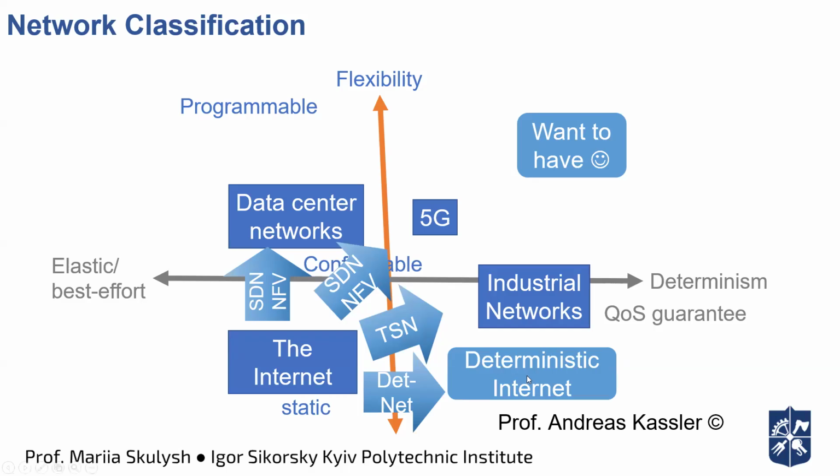Deterministic internet, deterministic.net. It's also static, but with quality guarantee. We can talk about 5G and actually 6G, because we want more from those networks. 5G is not enough; we want more flexible networks and more quality guarantee, which we can receive or provide with artificial intelligence usage in the system.